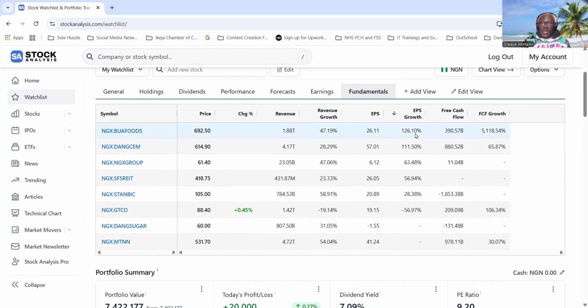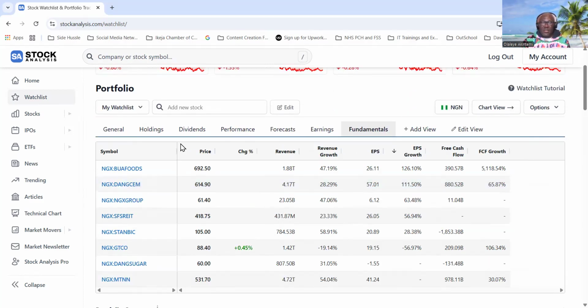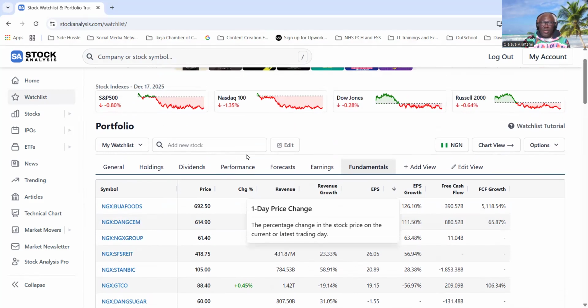Their earning per share has systematically grown to 126%. And this one has an earning per share growth of 111.5%. That's Dangote Cement. Okay, let's look at a few other things so that this video is not too long.